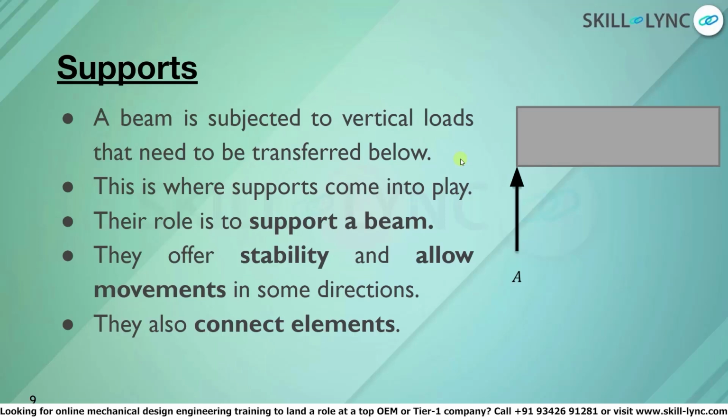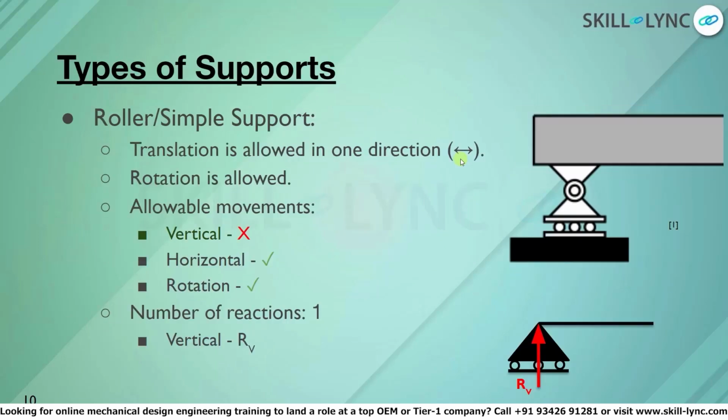A beam is subjected to vertical loads that need to be transferred below. This is where supports come into play. So basically, supports offer stability and allow movements in some desirable directions. Also, supports can be used to connect elements with the beams. Next, we look at what are the common types of supports. The common types of supports are roller, pinned, fixed, and simple supports.